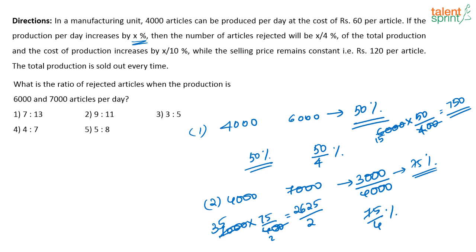What is the question? What is the ratio of the rejected article? So basically you have to do 750 is to 2625 divided by 2, or this is nothing but 1500 divided by 2. Find the ratio. What will you get the answer as?